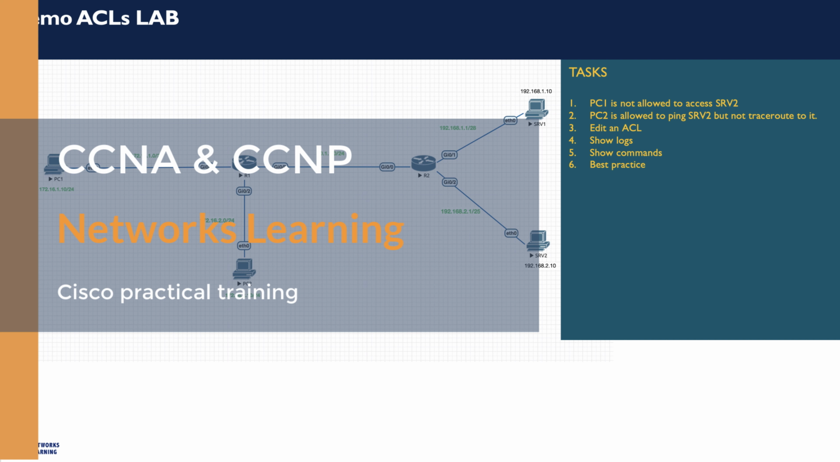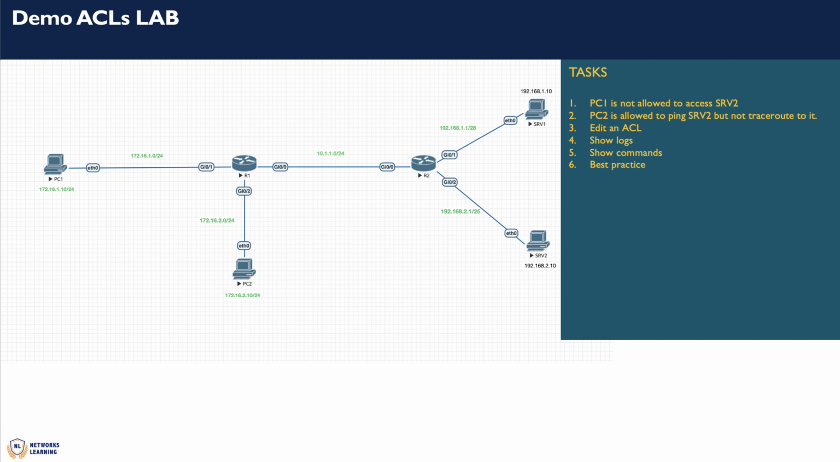Welcome to the second part of our lesson on Cisco ACLs. If you have not watched part 1, I encourage you to go through it and I will leave a link below. So on this simple topology we have two PCs hanging off router 1 as PC1 here and PC2, and two servers, server 1 and server 2, hanging off R2.